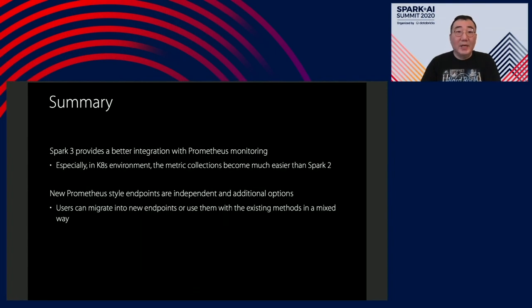Then summary, Spark 3 provides a better integration with Prometheus monitoring, especially in Kubernetes environment. The metric collection becomes much easier than Spark 2. New Prometheus-style endpoints are independent and additional option, so there is no additional requirement, and user can migrate into these new endpoints or use them with the existing method in a mixed way.